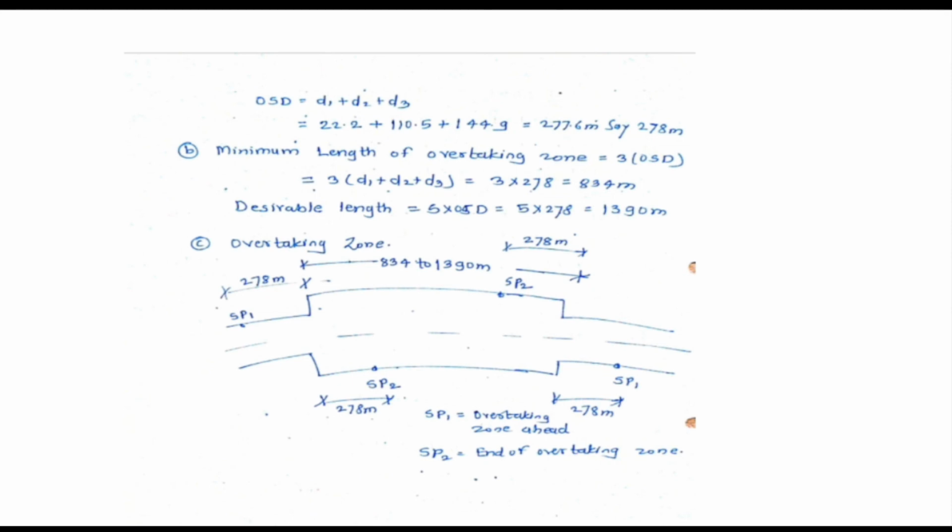And then from the other side of the road, we will also have to show the overtaking sight distance, that is SP1 of 278 meters, as shown in the figure. All the posts of SP1, SP2 are to be shown with the overtaking zone and the overtaking sight distance.